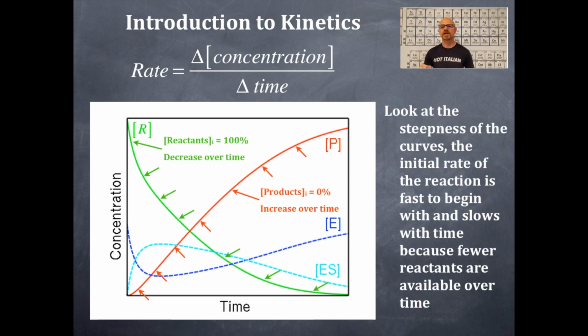The initial rate of the reaction is fast to begin with and slows with time because fewer reactants are available over time. That means it takes longer for those reactant molecules to get together to form a product. This is part of the kinetic molecular theory. The reactants need to hit each other with the correct amount of energy and the correct orientation to form a product to go on to the other side.